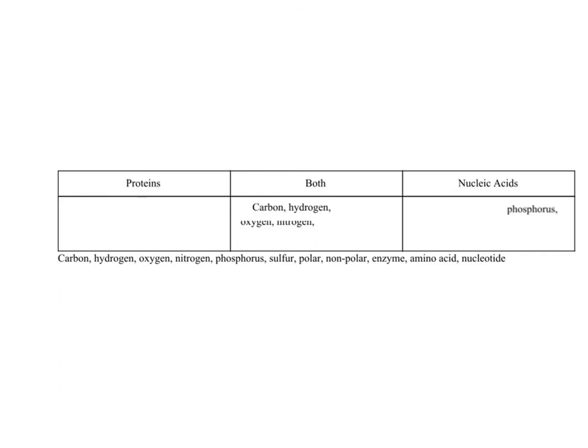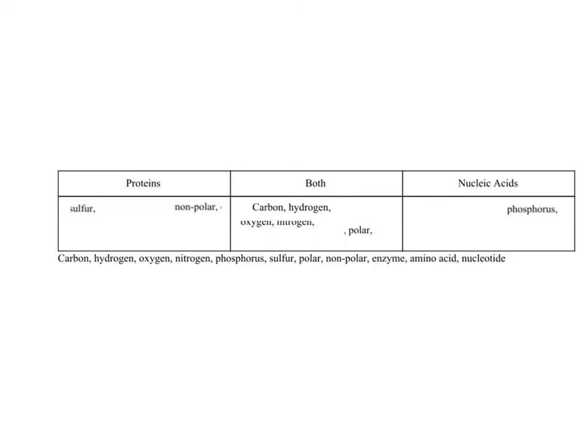Sulfur only belongs to proteins. So if you find something with sulfur, you know it has to be a protein and it can't be anything else. They are both polar. You might notice that polar is in the middle a lot because carbohydrates and nucleic acids and proteins all are polar at least some of the time. But proteins, don't forget, can also be nonpolar because they're special and do all kinds of crazy jobs.